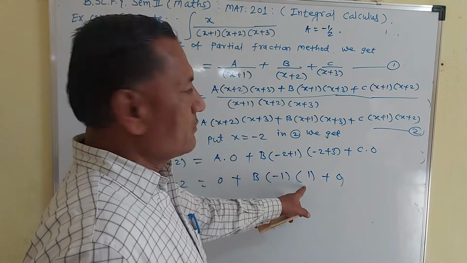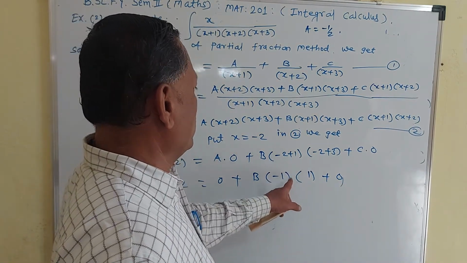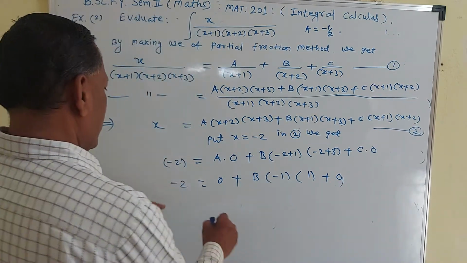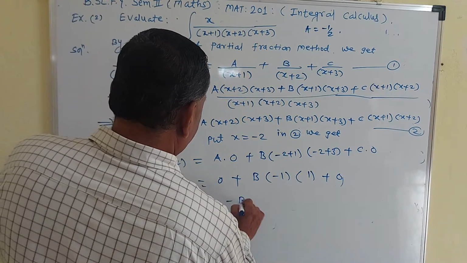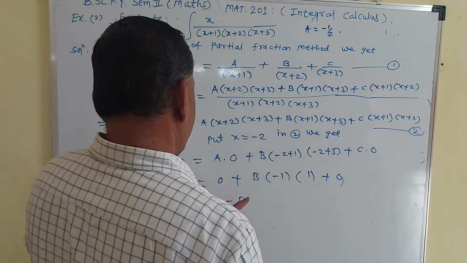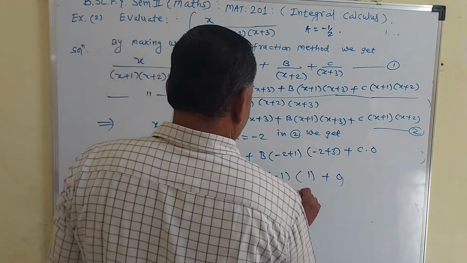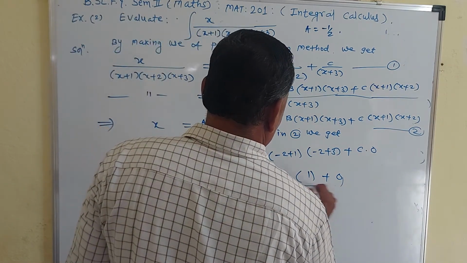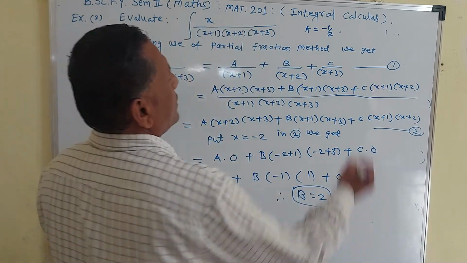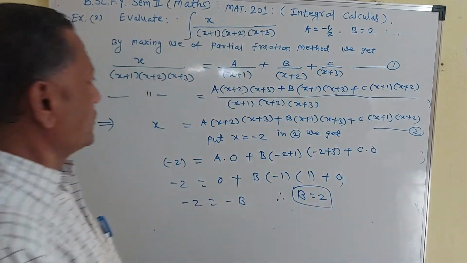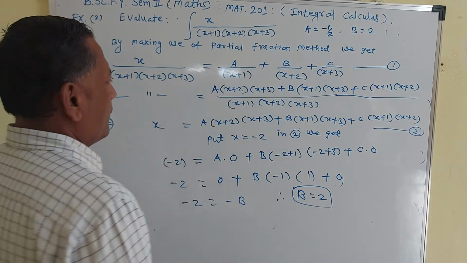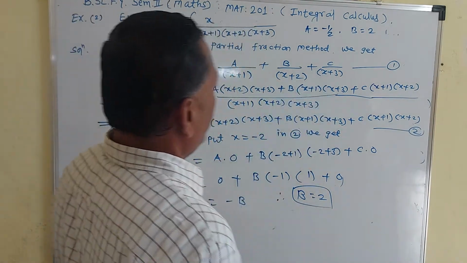Minus 1 into minus 1 is 1, and minus 2 is equal to minus b, therefore the value of b is equal to 2. So you get b is equal to 2. So you get another constant. Similarly, you find the value of c.